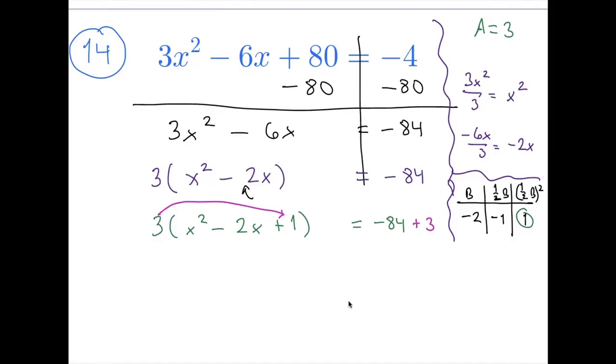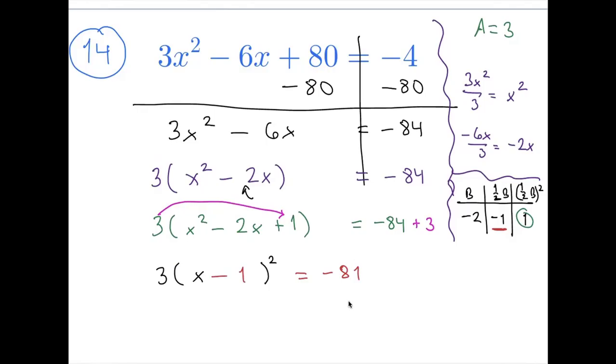I like how this is going to work out, actually. So that means we're going to have 3, and then we're going to write it as a set of parentheses squared. So remember, the beginning of the parentheses will be x, and then the half b column is going to be -1. So we're going to put -1 squared, and then equals, and we have -84 plus 3, which is going to be -81. Yeah, I think I like how this is going to work out.